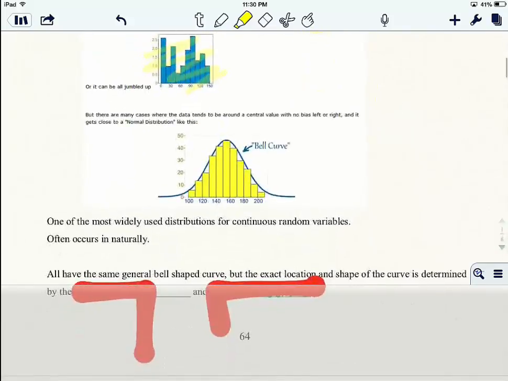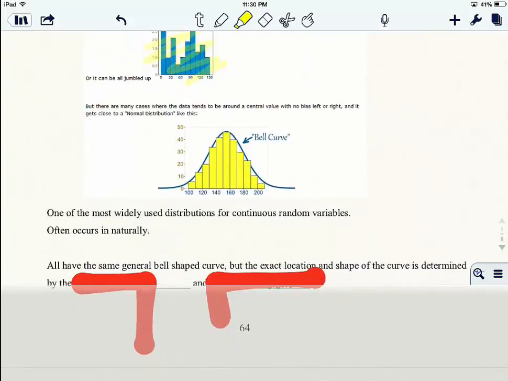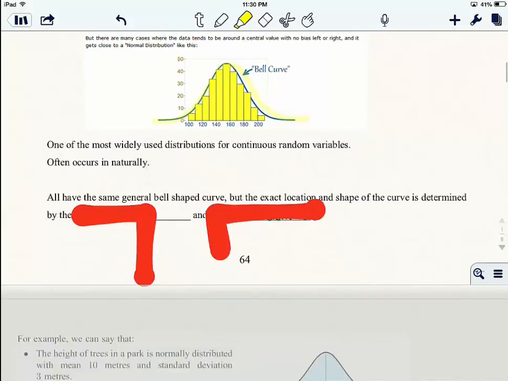But there are many, many cases where the data tends to be around a central value with no bias left or right, and it gets close to a normal distribution like this. So that's the bell curve everybody is always talking about. This is one of the most widely used distributions for a continuous random variable, and it often occurs naturally. All normal distributions have the same general bell curve, but the exact location and shape of the curve is determined by the mean and the standard deviation.